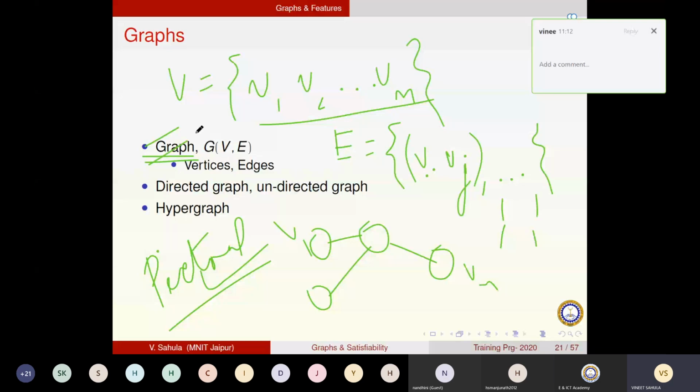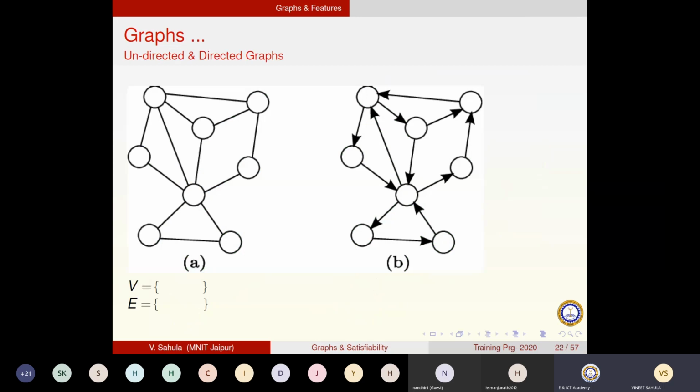A graph could be directed, a graph could be undirected. If an edge has no direction in the picture, then this is an undirected graph. If an edge has a direction, then this becomes a directed graph, right? A hypergraph is where an edge connects more than two vertices. So if I have to draw this, I have to connect three vertices. I will say this is an edge which connects more than two vertices, three vertices. Is it okay? Okay, let's go ahead. I'm at slide 22. The left side is an undirected graph. The right side is a directed graph version.